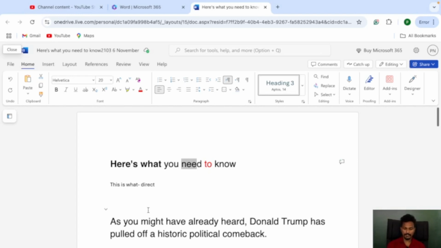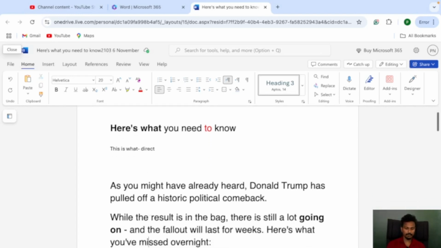Okay, let's go to the other sentence. Okay, take a look at this one. As you might have already heard, wow, it's a great language. The writer has used a great choice of language. Donald Trump has pulled off a historic political comeback. There are two clauses, a dependent clause and an independent clause.